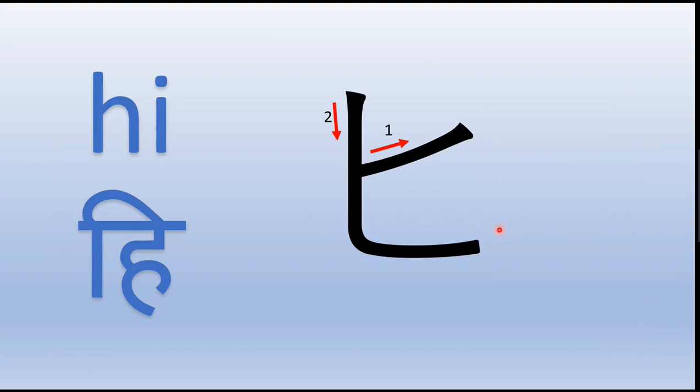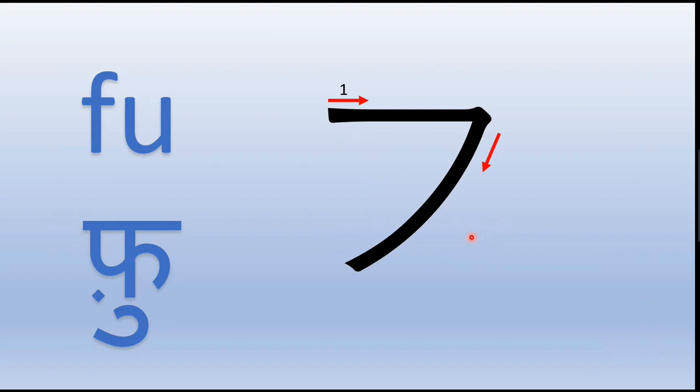The second one is he. So here this is important. We don't write this vertical stroke as the first stroke, but the first stroke is this one, and then the second stroke like this. This is he in katakana. Then we don't have who in Japanese, we have fu. So fu is written like this in one stroke.